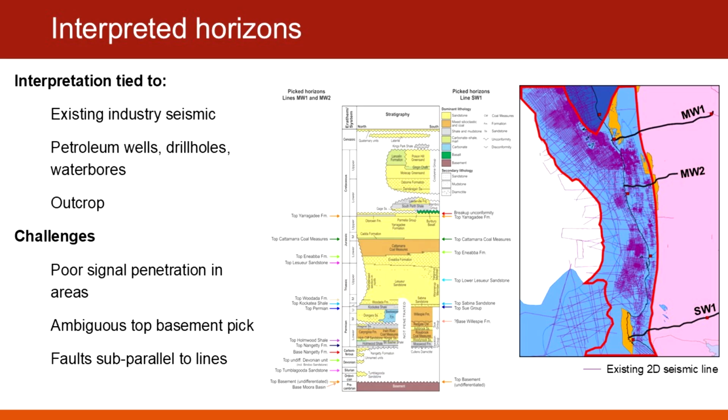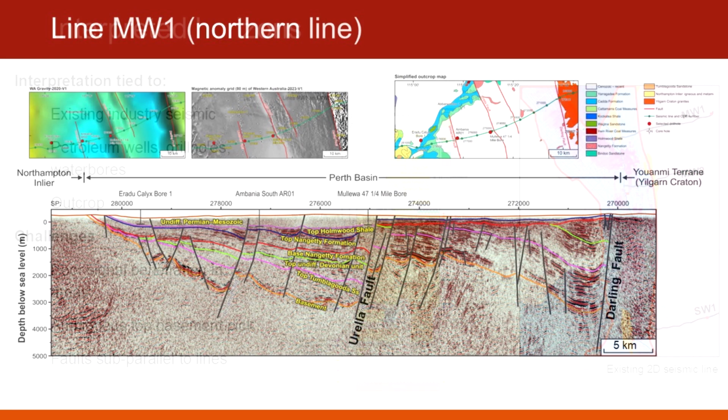And on the right here, I don't expect you to read all of this, but each of these lines are the tops and bases of the formations that were picked, just to really show the history of the basin fill. All right, so starting with line MW1 in the north, we can see the geometry of the Perth Basin here is essentially two half grabens against the Darling and the Urella faults. The Urella fault is one of the major splays off the Darling fault.